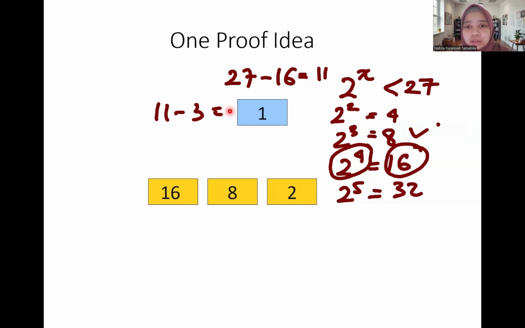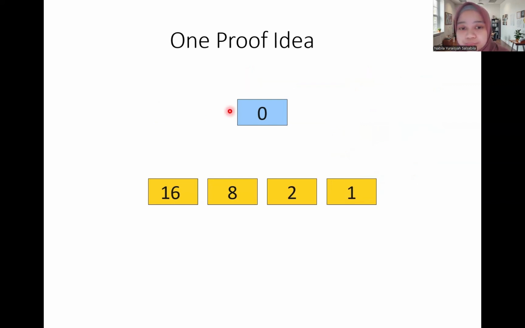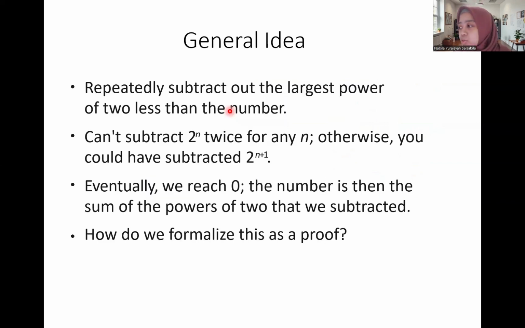So we get 2 to the power of 1, so we get 2. The last one is 1. So we figure out that this 27 can be expressed as the sum of 2 to the power of anything. Okay. So the general idea is to repeatedly subtract out the largest power of 2 less than the number.